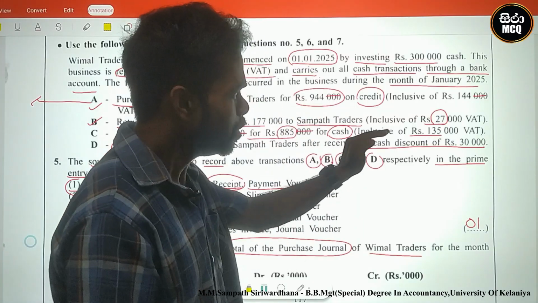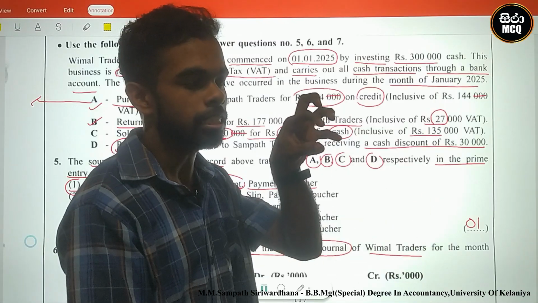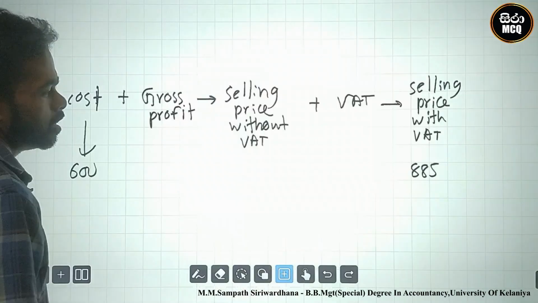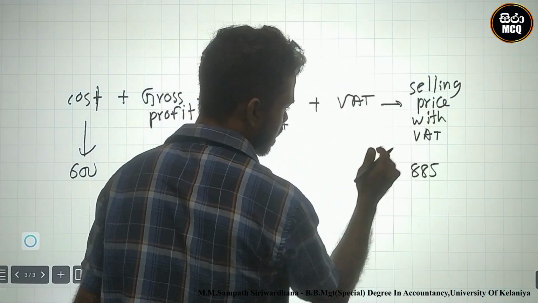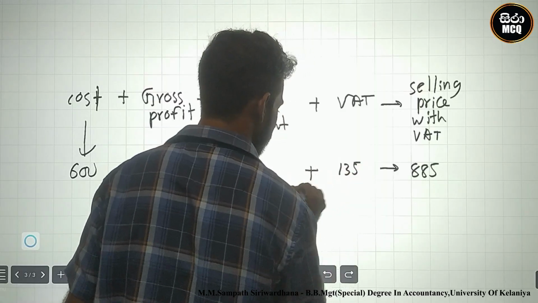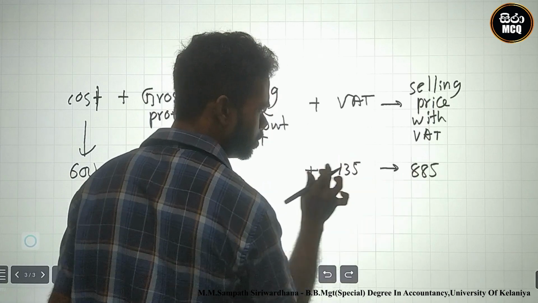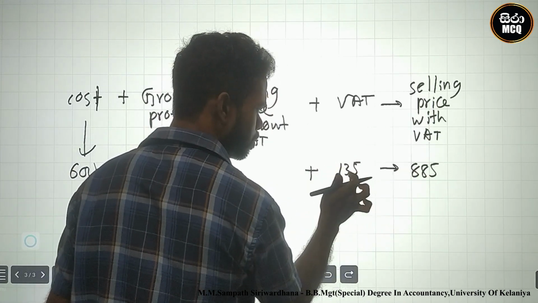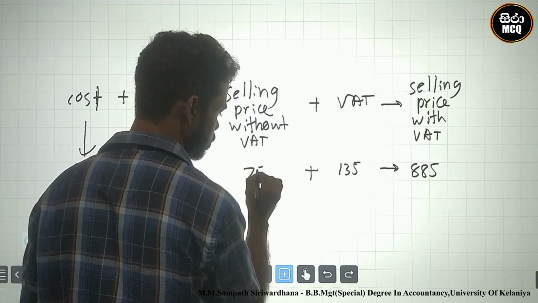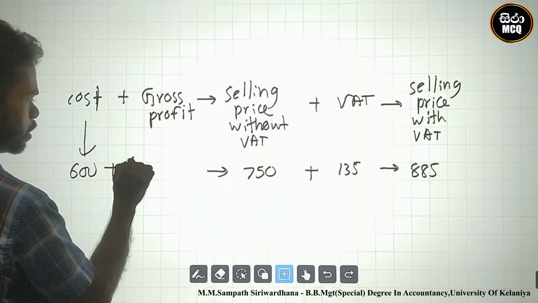Another thing is inclusive 135 VAT. Inclusive means this amount includes VAT. Therefore the included VAT amount is 135. What is the selling price without VAT? This is the amount with VAT. No, 885 deduct 135 must be 750. With 750 we can calculate gross profit.